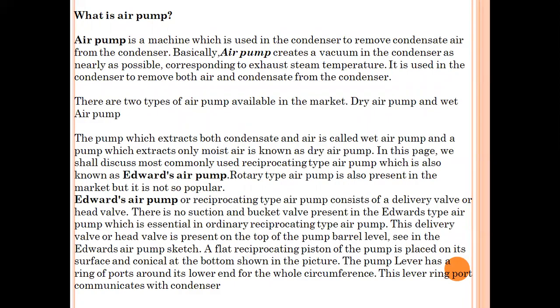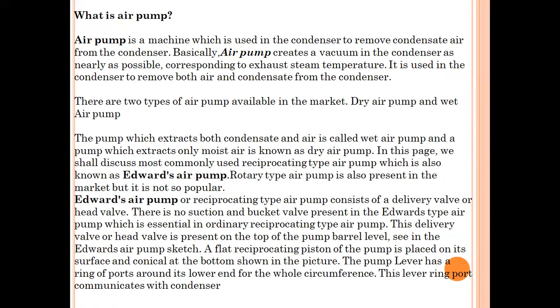Now, the air pump. What is an air pump? An air pump is a machine used in the condenser to remove condensate and air from the condenser. Basically, the air pump creates a vacuum in the condenser as near as possible to that corresponding to the exhaust steam temperature. It is used to remove both air and condensate from the condenser.